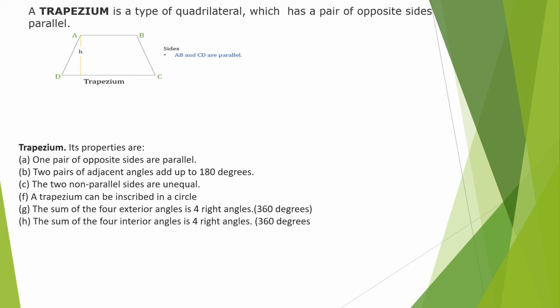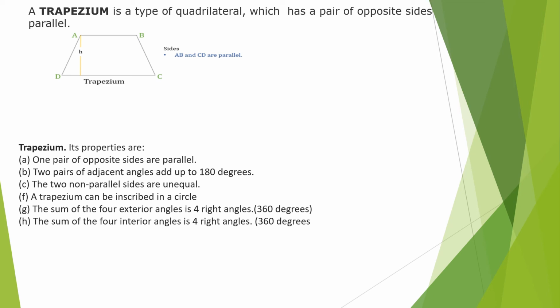Now let us know about the trapezium. Children, we know in a parallelogram both the pairs of opposite sides are parallel. But a trapezium is a type of quadrilateral which has only one pair of opposite sides as parallel. A trapezium is a type of quadrilateral which has a pair of opposite sides parallel.